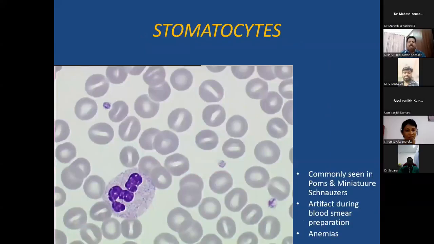Stomatocytes. Commonly, this is very common in miniature Pomeranians and miniature Schnauzers, and sometimes due to artifact formation also. But stoma means mouth. Sometimes you can see that all the erythrocytes are smiling at you, laughing at you, like that. So these are known as stomatocytes, and stomatocytes are so classical to anemia. The cause of anemia, we'll have to find out.